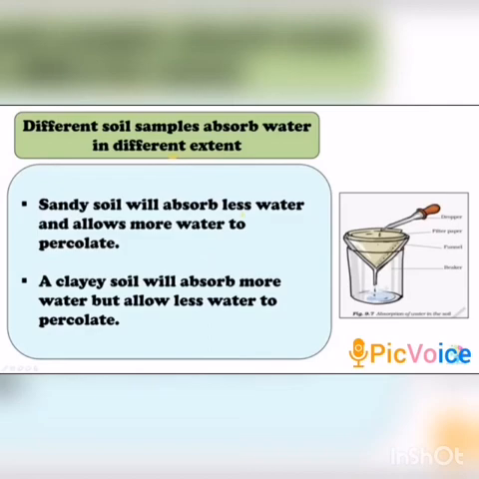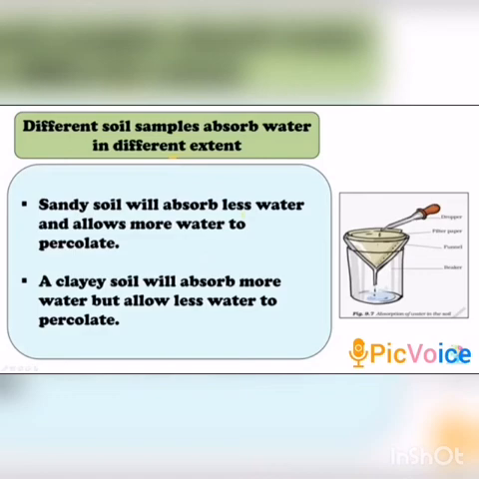Okay children, already I have told you different soils have different types of properties. Isn't it, children? Yes. So different soil samples absorb water to different extents. So which soil absorbs less water and which soil absorbs more water, children? Sandy soil will absorb less water and allows more water to percolate. Do you understand, children? Sandy soil has a very large particle size.